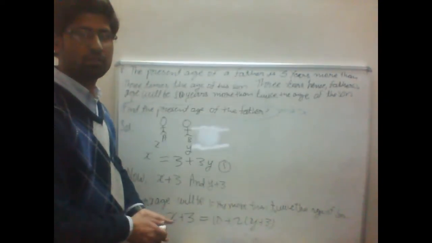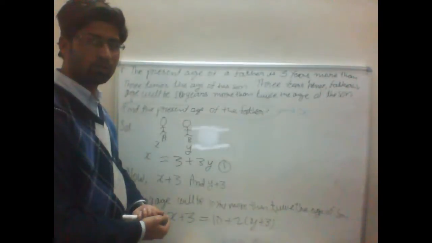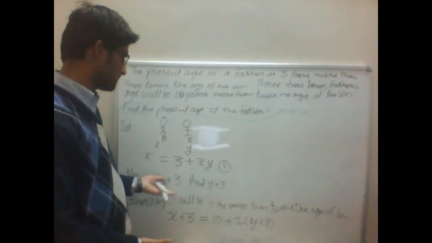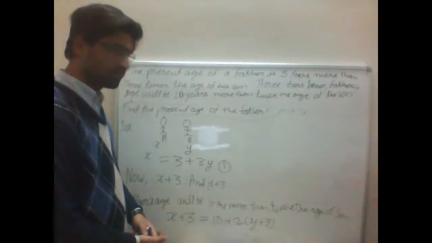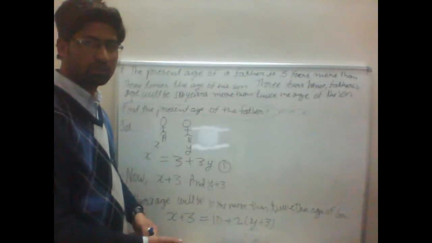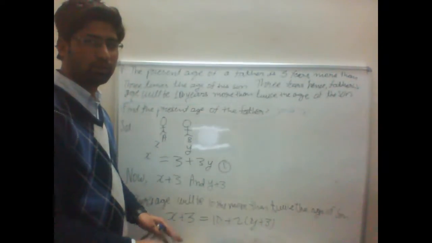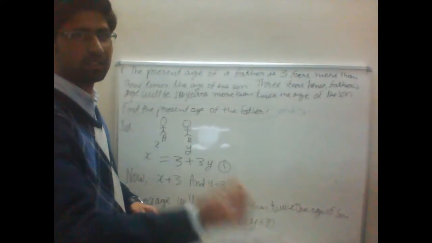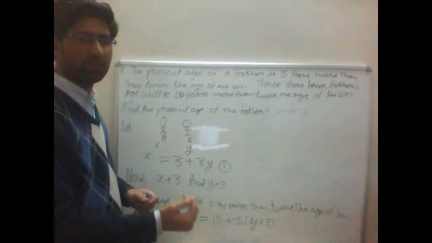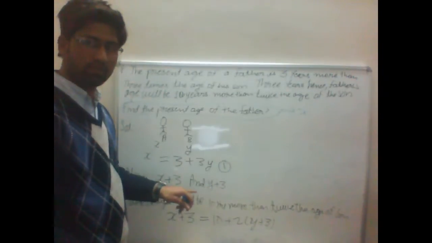In the time machine where we are sitting right now, 3 years later from the present age, x plus 3 and y plus 3 are their respective ages. What is the relation between them? After 3 years, just imagine you have sent father and son in the time machine. We are 3 years later. And after 3 years, what are the ages from now? It's x plus 3 and y plus 3.